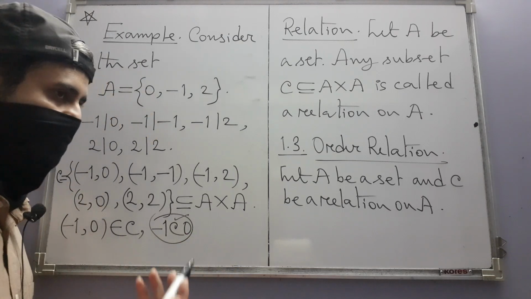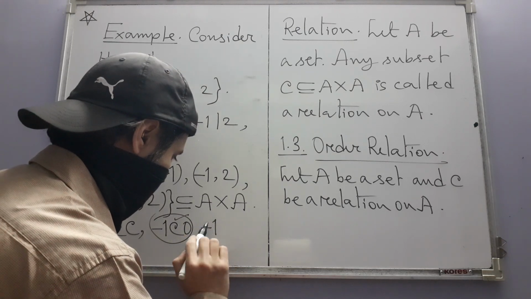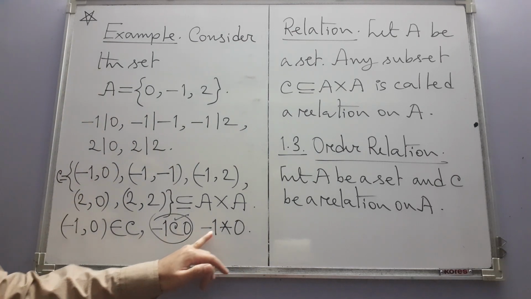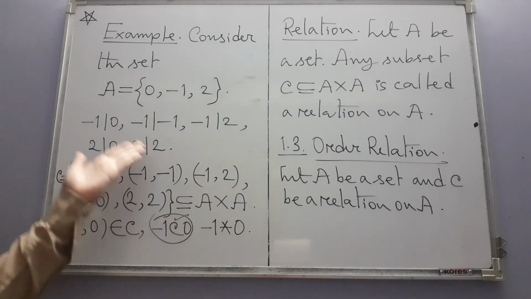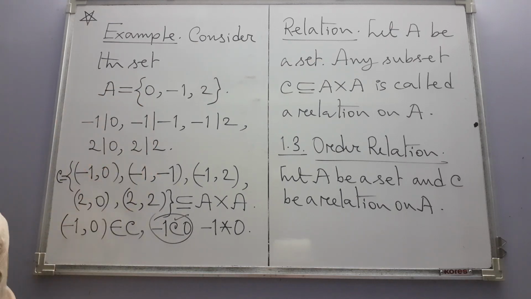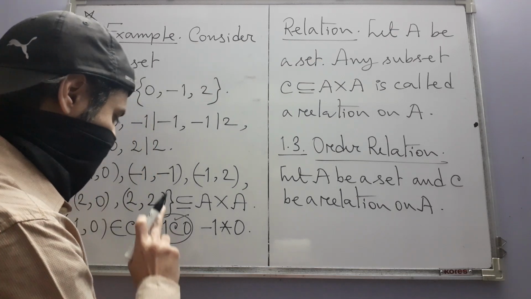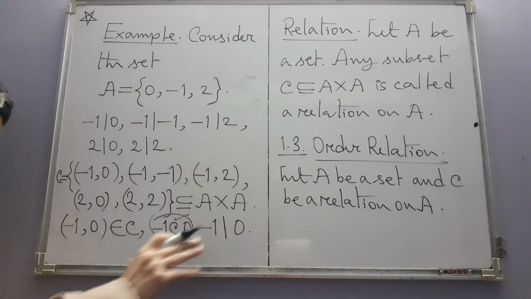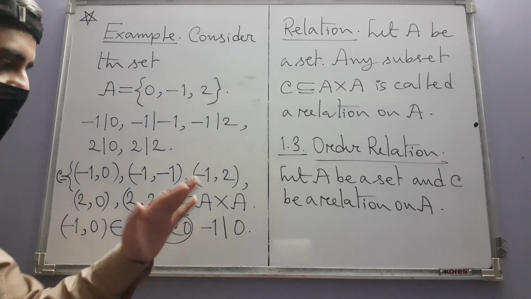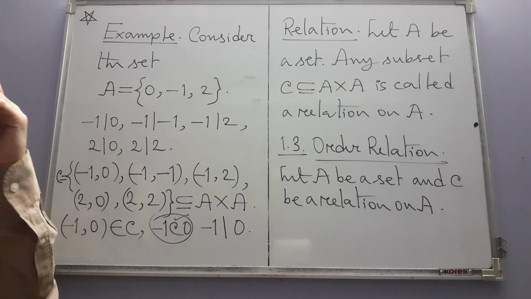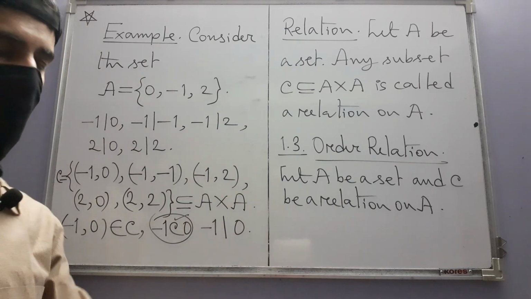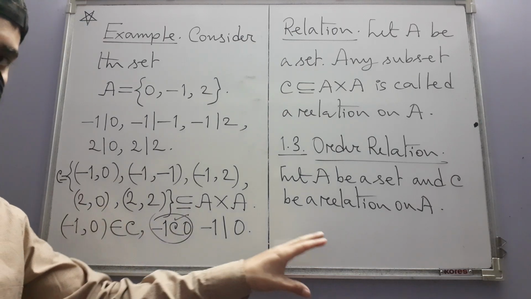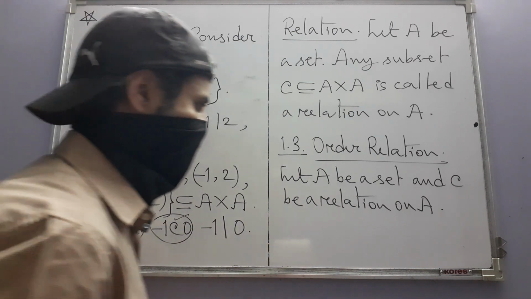Say that symbol is star. Then we would write like this: this will also mean that minus 1 divides 0. In fact, we have a symbol here, that vertical bar. Okay, so this and this all mean the same thing, that minus 1 divides 0. Okay, now we can define order relation, but we are going to use this notation. Then it will be easier to write.